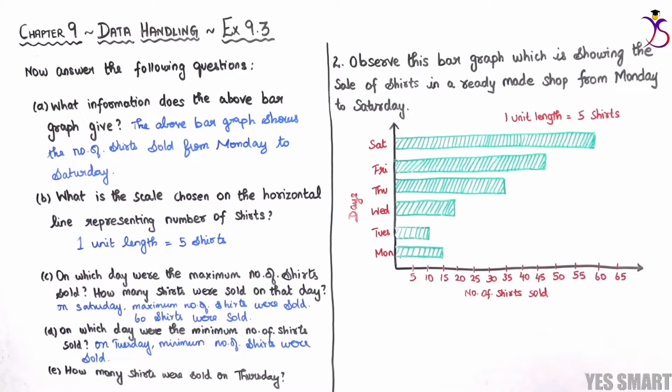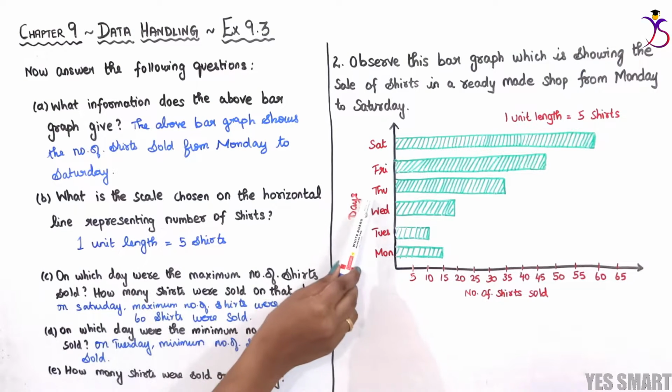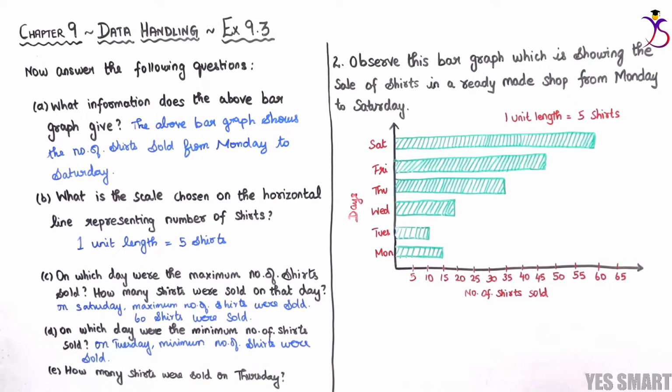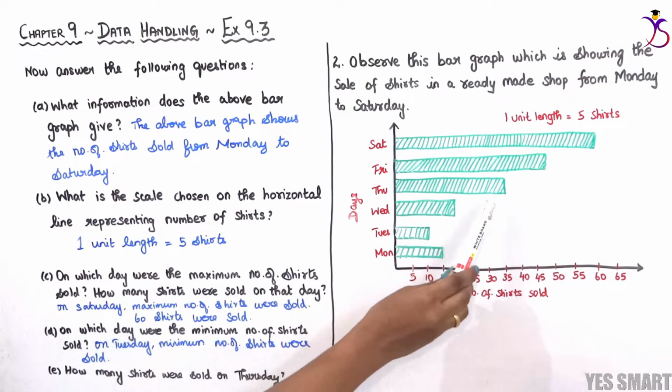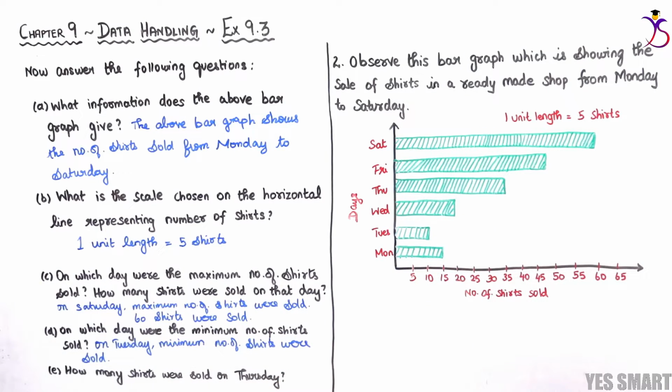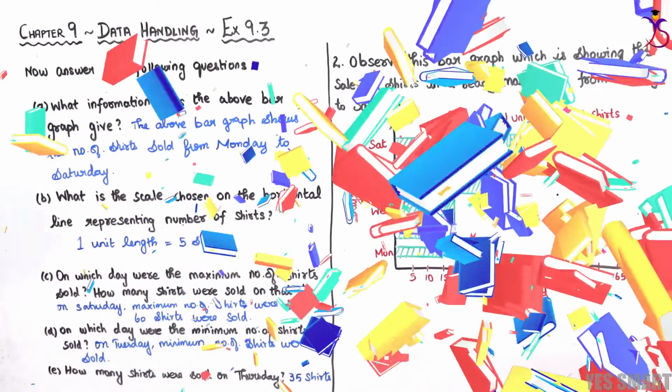The last subdivision: how many shirts were sold on Thursday? So we have to look at the Thursday graph. In order to find the value, just compare it against the horizontal line, 35. So 35 shirts were sold on Thursday. Like this only, we have to observe the graph, compare it to the vertical or horizontal line, whatever is required, and look into the scale given and answer the questions accordingly.